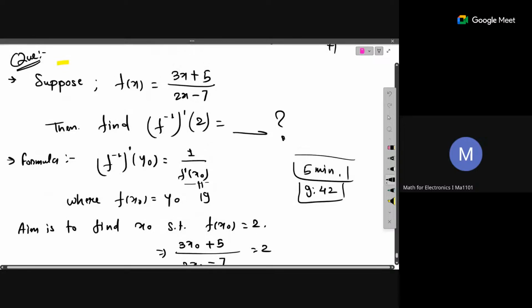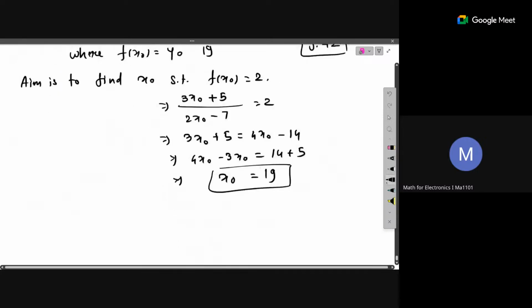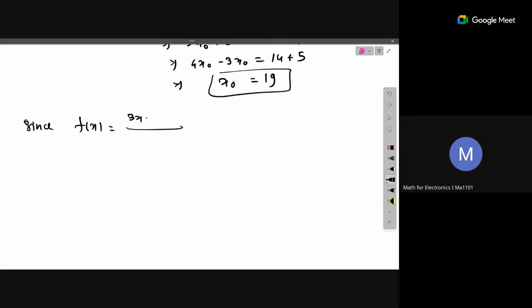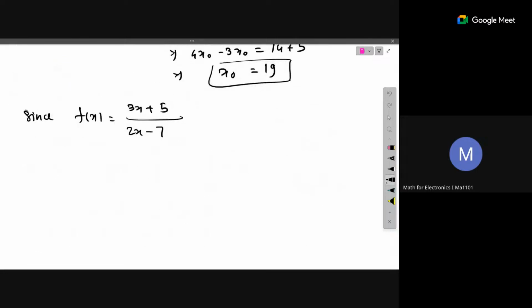Now we want to substitute in f dash at x. So first we will try to find the derivative of this particular function, since f of x is equal to (3x plus 5) upon (2x minus 7). Now it's a rational function. So whenever we have a rational function, we apply the quotient rule for finding the derivative.